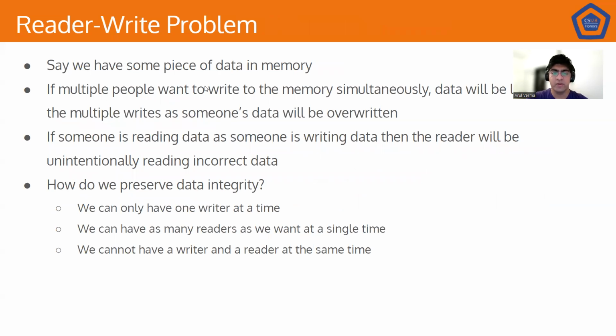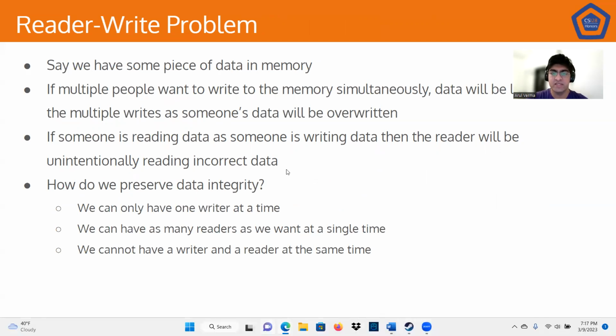So the reader-writer problem starts very much like this. Say we have some piece of data in memory. If multiple people want to write to that data simultaneously, data integrity will not be preserved because someone's write of data will be overwritten. Say we have some data, some integer that stores the value 8. Now if two writers come at the same time, because they're simultaneous threads, one writes 8 to 9 and the other writes 8 to 12. Eventually, 8 will end up as, let's say, 12. The 9 will get overwritten. And when the original writer comes back to read that data, they'll read incorrect data.